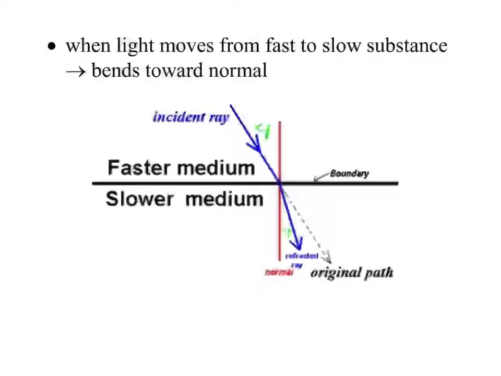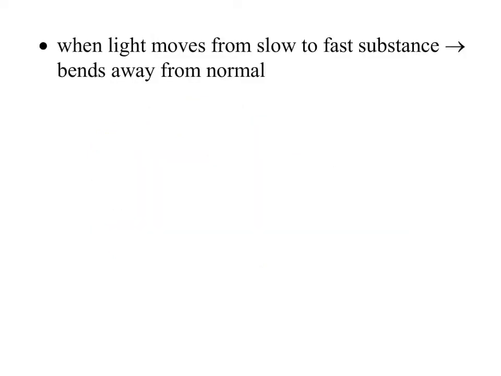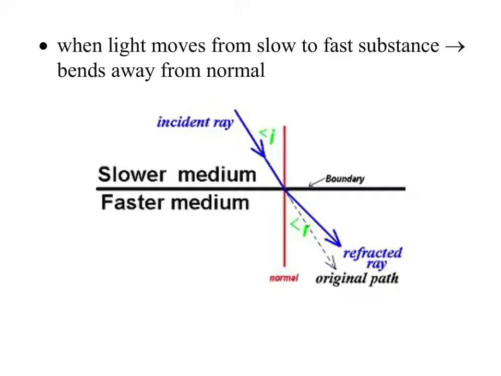So when light is moving from a fast to a slow substance, it bends towards the normal. So for example, if this was air and this was water, right? Because we know that light is faster in air than it is in water. So that is when it will bend towards the normal and you'll get a smaller angle of refraction. And then when it moves from slow to fast, obviously the opposite happens. So say now it's going from water to air. It will always bend away from the normal. So this angle will always be greater than the angle of incidence.